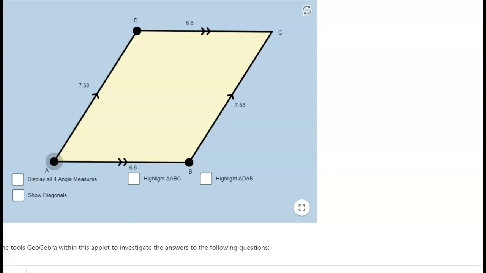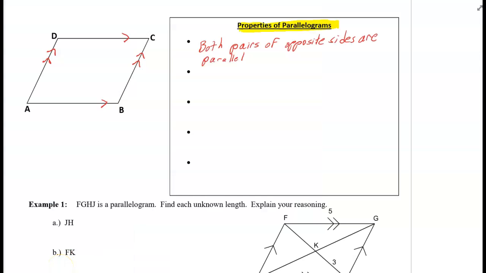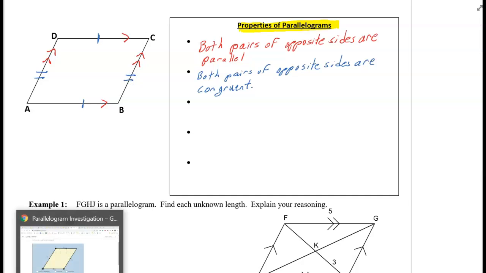So the second property of parallelograms is opposite sides are congruent, both pairs. So both pairs of opposite sides are congruent. I'm going to mark that with one tick mark, two tick marks, two tick marks. Let's look at another property.